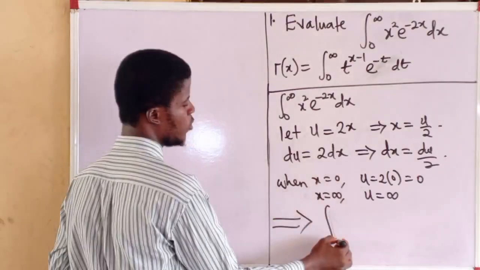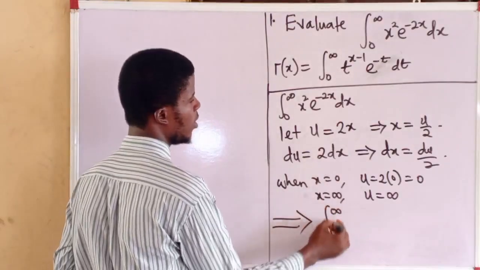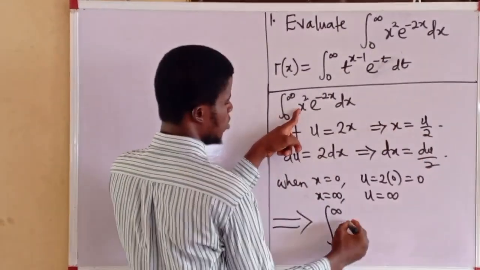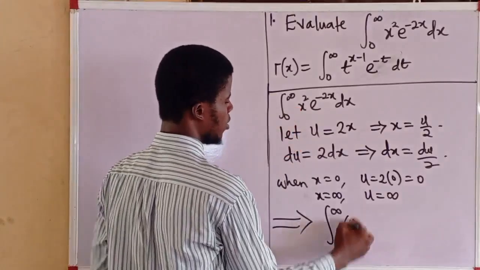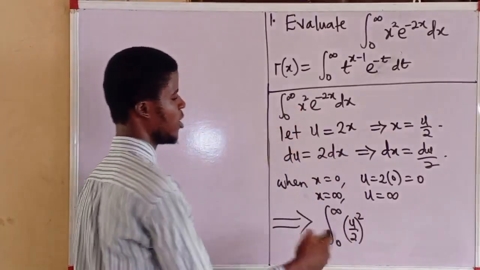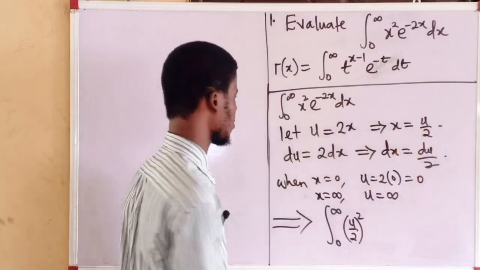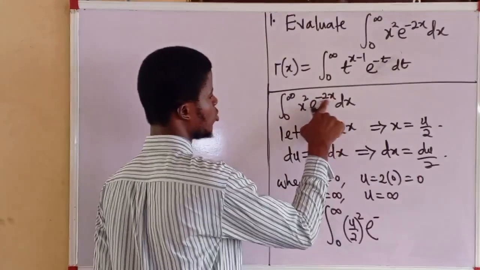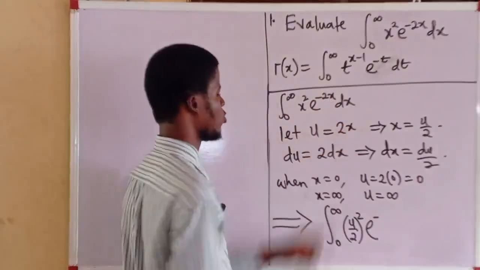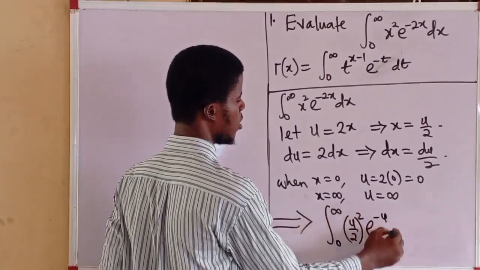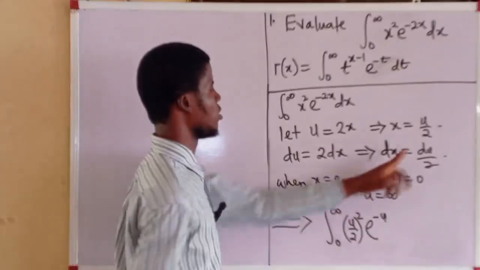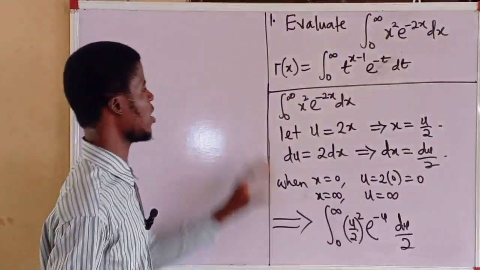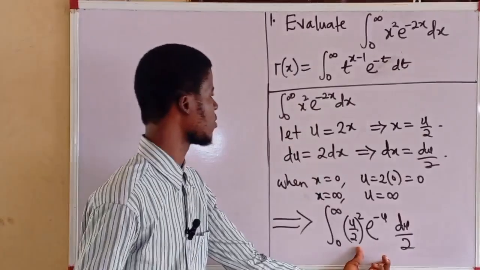So this integral is now equal to this. The integral from u equal to 0 to u equal to infinity of x will now be what? u all over 2, u all over 2 all squared. Okay, I'm replacing x with u all over 2 now. Times e to the power of minus, what is 2x? We said let u be equal to what? 2x. So I have u. Then dx is what? du over 2. du upon 2. So this entire integral is what we have here.